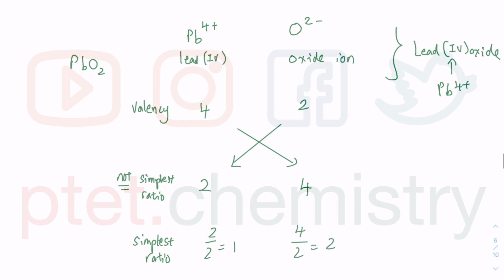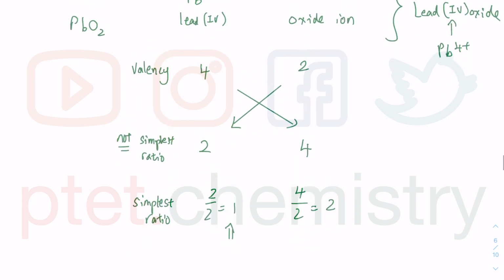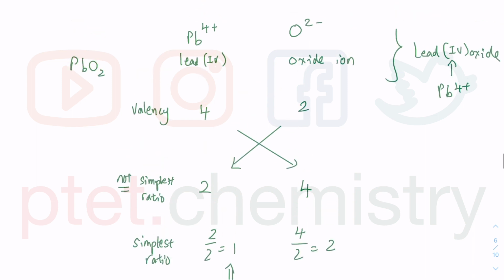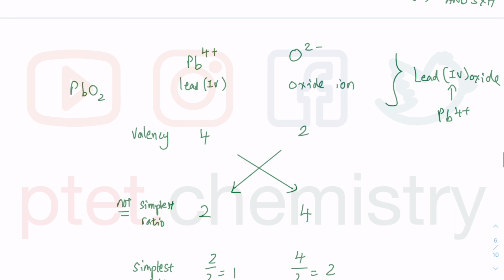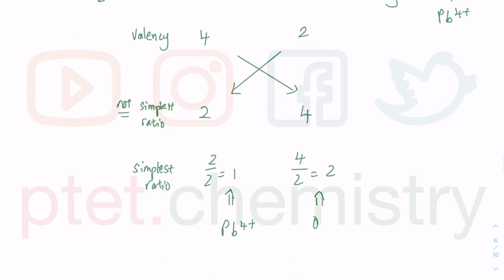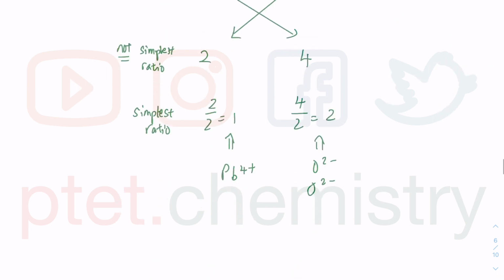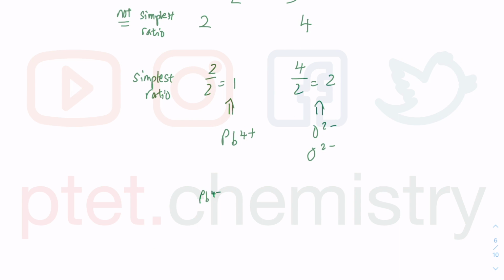That will give me 1 Pb4 plus on the left, and 2 of O2 minus on the right. So what I'm going to get is Pb4 plus 1 of it and O2 minus 2 of it. So I get PbO2 as my formula for lead-4 oxide. I think I'll stop there for this lecture tutorial, and we'll continue onto the other stuff in the notes in our next lecture tutorial.